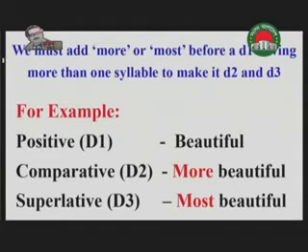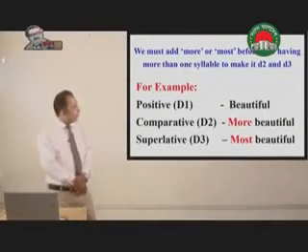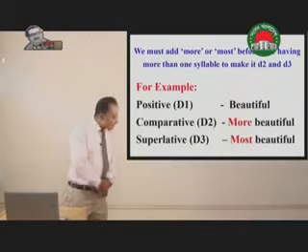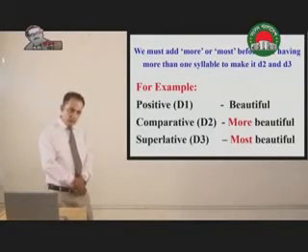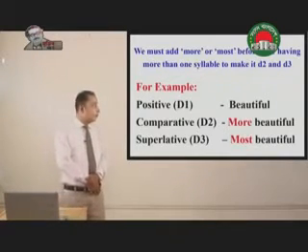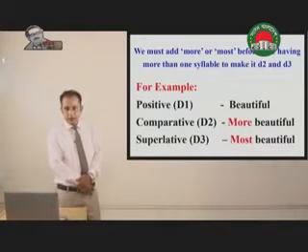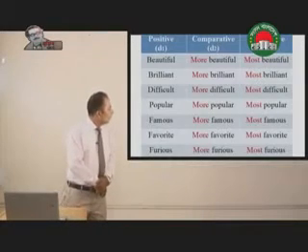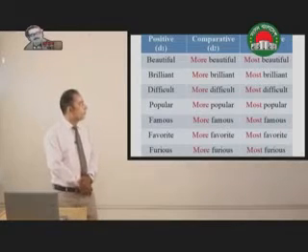This is an adjective having more than one syllable. Accordingly, we have to add more, that is in comparative D2, it is more beautiful, and in superlative D3, it is most beautiful. Dear students, you can see that for the degrees of adjectives having more than one syllable, to make them comparative and superlative, we have to use more and most before the adjective. Okay? Okay, let's watch some more examples, dear students.